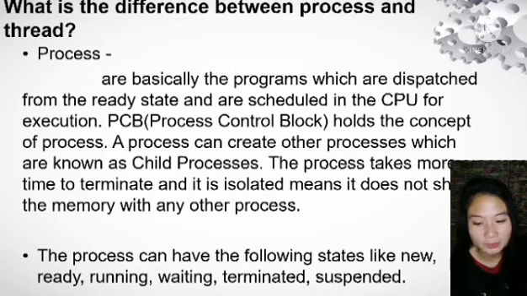Process. Processes are basically programs which are dispatched from the ready state and are scheduled in the CPU for execution. PCB, or process control block, holds the concept of a process. A process can create other processes, which are known as child processes. The process takes more time to terminate, and it is isolated, meaning it does not share memory with other processes. The process can have the following states: new, ready, running, waiting, terminated, suspended.